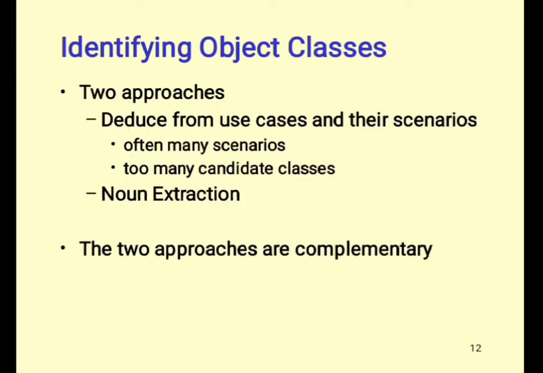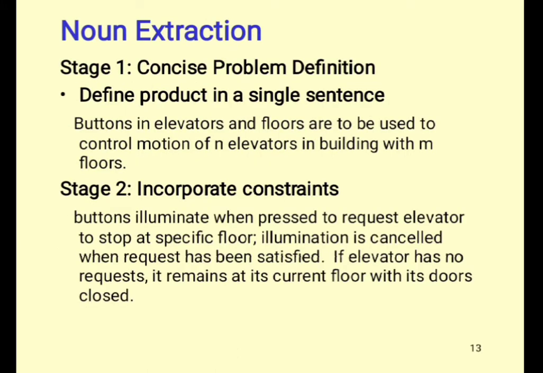Next is identifying the object classes. There are two approaches: deduce from use cases and their scenarios, which often include many scenarios or candidate classes, and noun extraction. The two approaches are complementary. In noun extraction, stage 1 consists of the problem definition. It will define the product in a single sentence, like buttons in elevators and floors are used to control the motion of n elevators in a building with m floors.